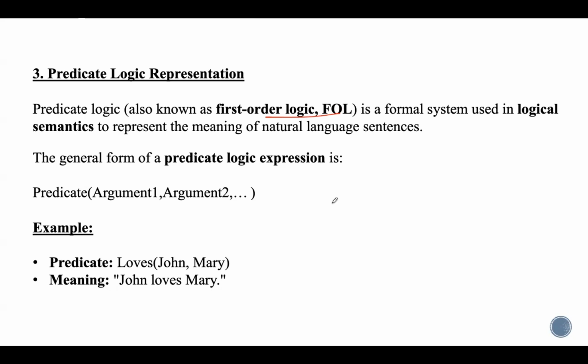We can say that a predicate is a function that takes one or more arguments and returns a truth value, which is either true or false. And the arguments typically represent entities in the domain of discourse, like individuals, objects, or locations. So, this is the general form of a predicate logic expression, which has multiple arguments like this. An example: the predicate is loves and the arguments are John, Mary. So the meaning is John loves Mary.